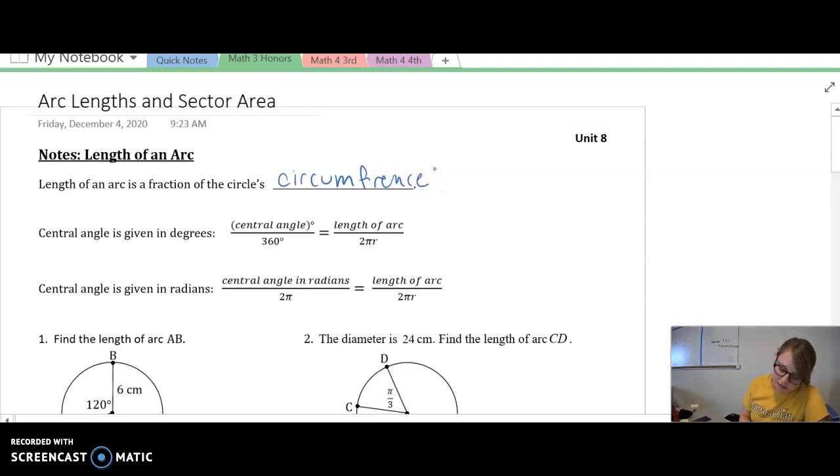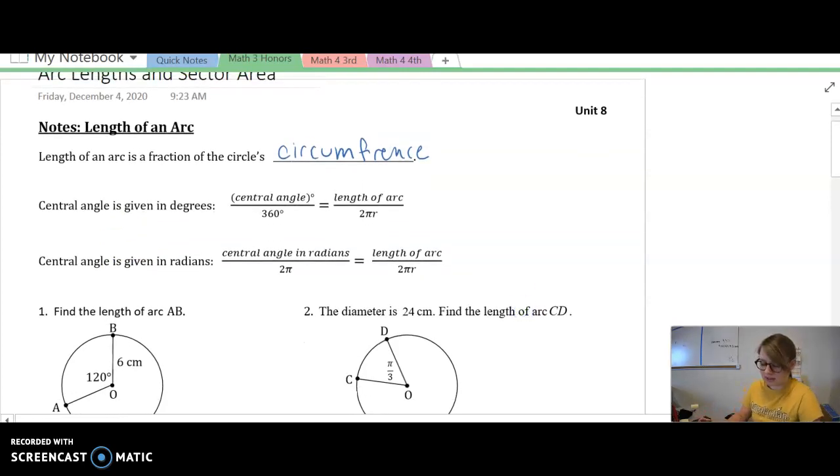The central angle is given in degrees, and we know how to find it. It's something that we learned from last unit, and it's also usually given. So our central angle is going to be over 360. And then we can set that equal to a proportion, length of the arc over the circumference, which is given to us as 2 pi r.